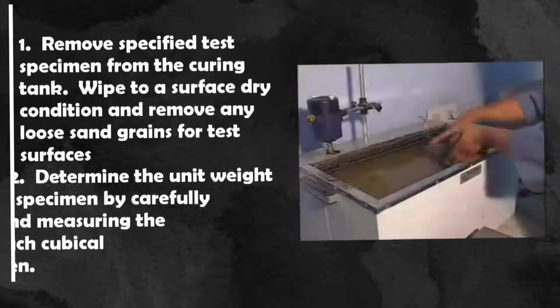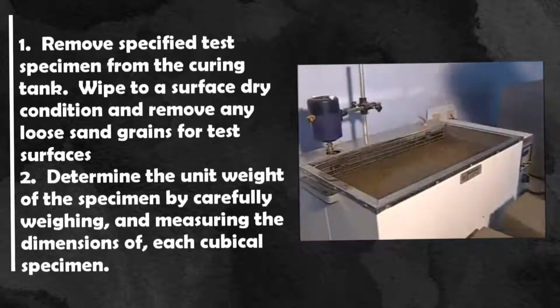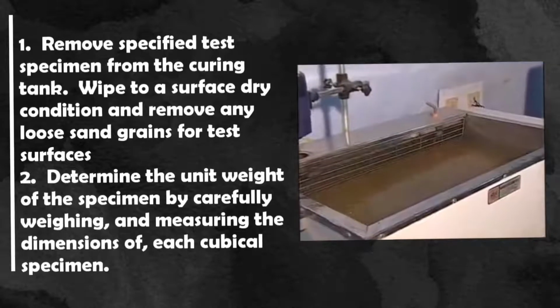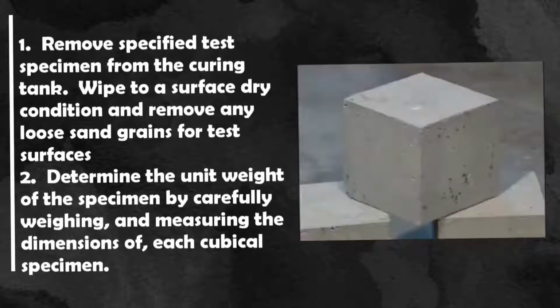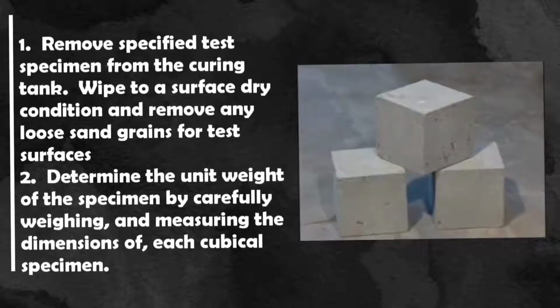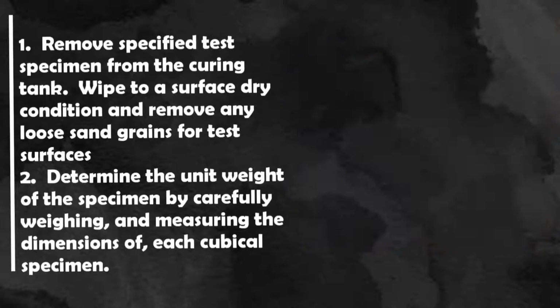Procedure. Remove the specified test specimen from the curing tank. Wipe to a surface dry condition and remove any loose sand grains from the test surface. Then determine the unit weight of the specimen by carefully weighing it and measuring the length dimension of each cubical specimen.